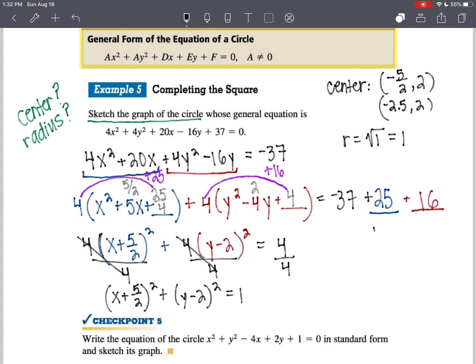So now I'm going to draw this. 1, 2, 3. 1, 2. So we're going to go left 2.5, up 2. And then my radius: right 1, left 1, up 1, down 1. And there's your circle.